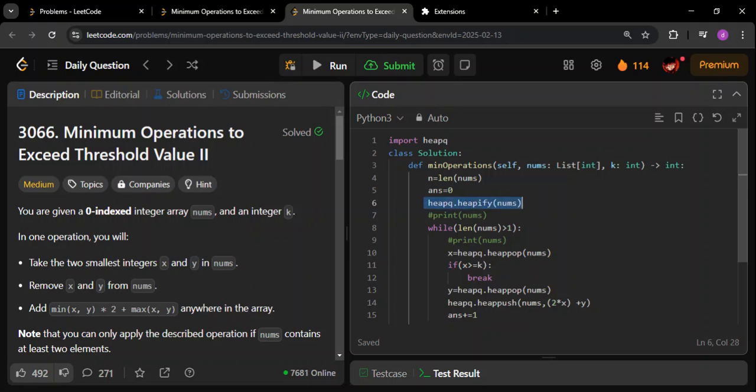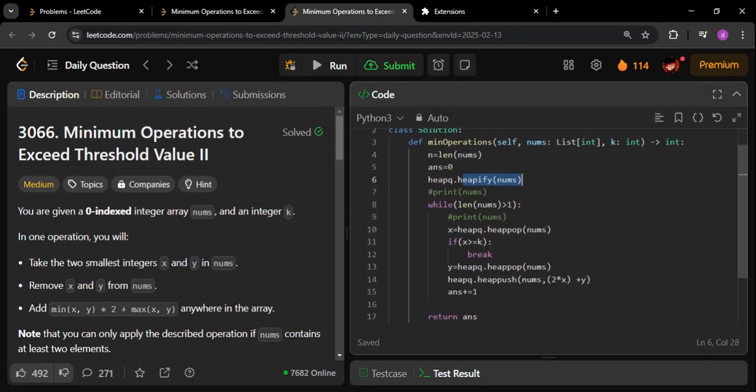Okay, so that is the best part here. That is the advantage that this library has. You can insert all the elements at once with O of n time. As simple as that.